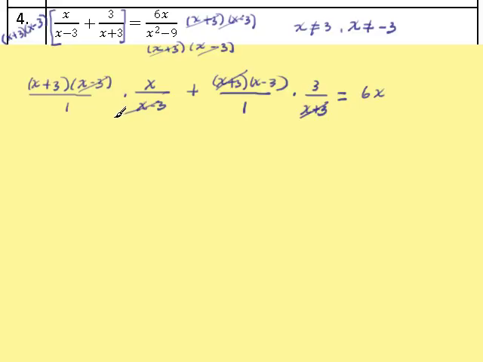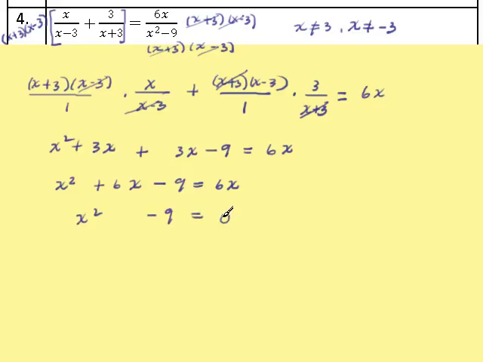All right, now let's multiply through. X times x plus 3, we have x squared plus 3x. And here we have x minus 3 times 3, we have 3x minus 9 is equal to 6x. So here we have x squared plus 6x minus 9 is equal to 6x. Subtract 6x from both sides, and we have x squared minus 9 is equal to 0.